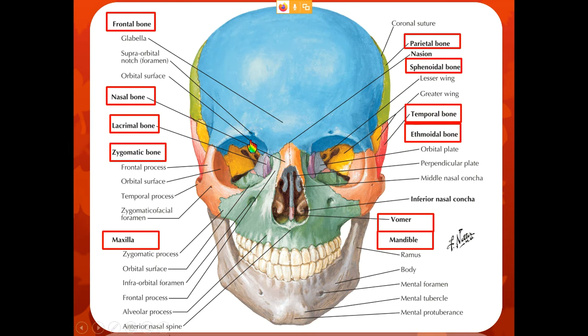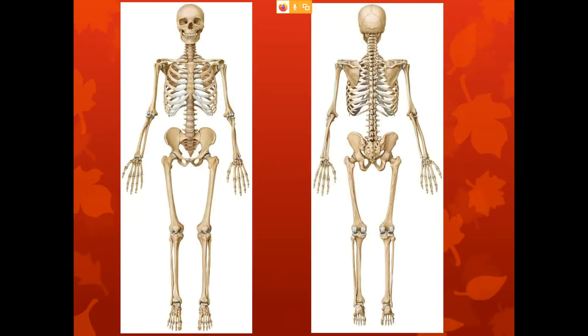Let me show you all these bones here. In this picture, we can identify the frontal, nasal, lacrimal, zygomatic, maxilla. These are all the names of the bones of the skull. Then coming to the appendicular skeleton.